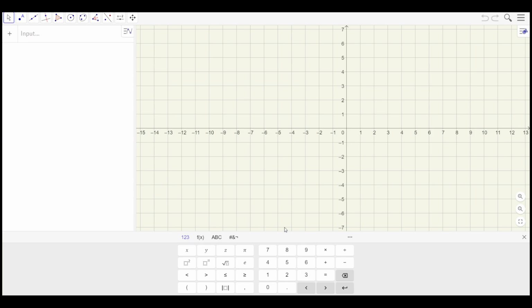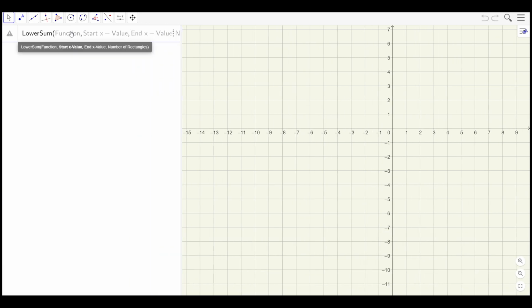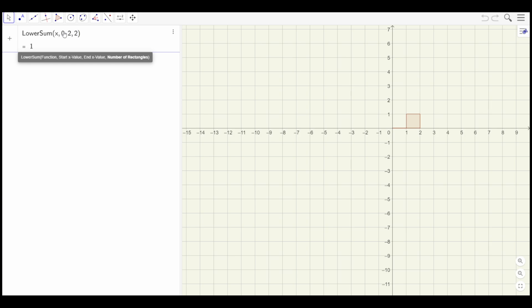Okay, so here I think there is some instruction here. So lower, yes, there is a lower sum. So here, let me make it a little bit here. My function here was just simply x. And then what was my starting point? It was 0. What was my end point? It was 2. And let us, I don't know, how many rectangles do you want? Let us keep it 2 for the time being.